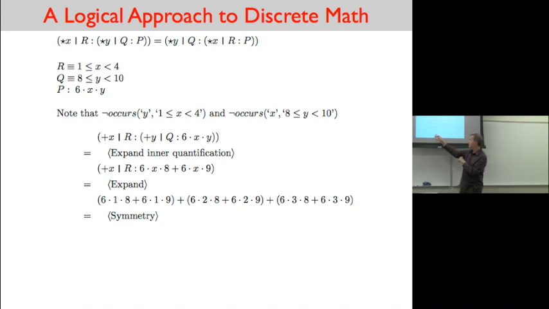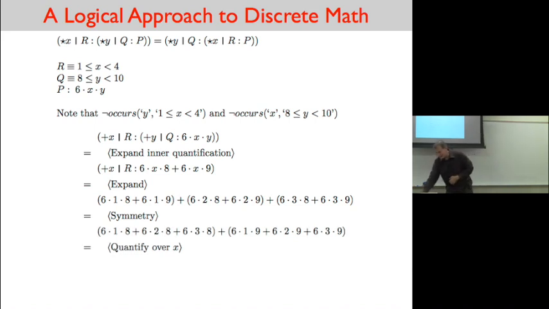6 times 1 times 8, plus 6 times 2 times 8, plus 6 times 3 times 8 on the one hand, and then plus what? 6 times all the 9s: 6 times 1 times 9 plus 6 times 2 times 9 plus 6 times 3 times 9. So is everybody good? Yes, that's what I wrote out. Good deal, so you are anticipating this.